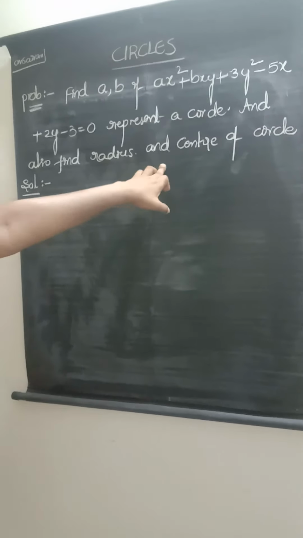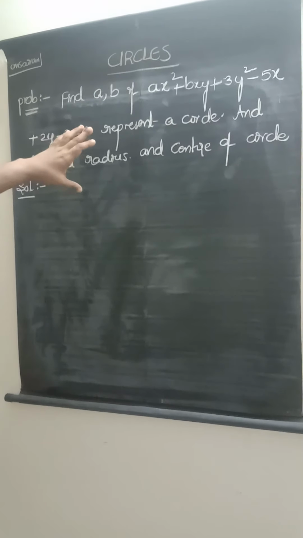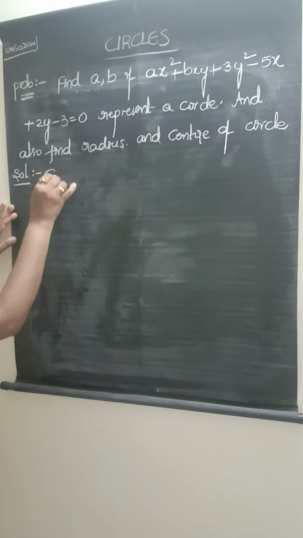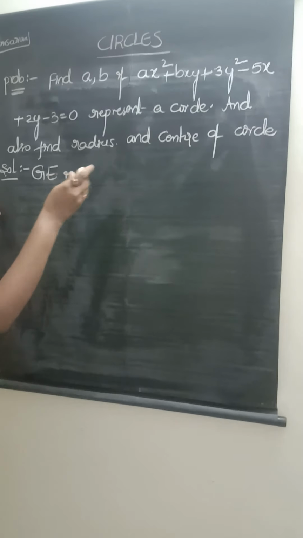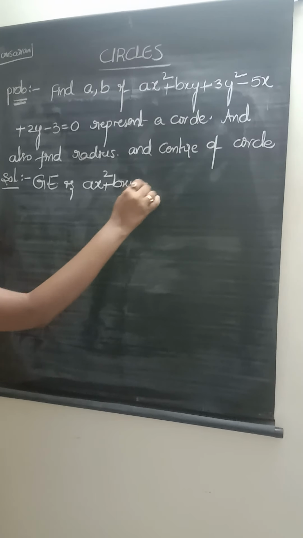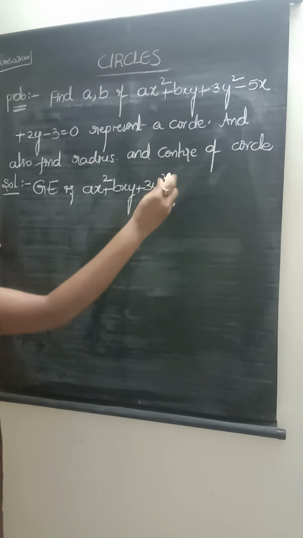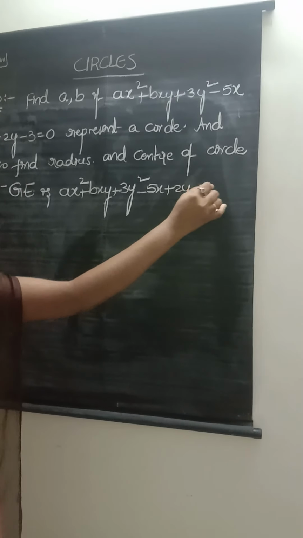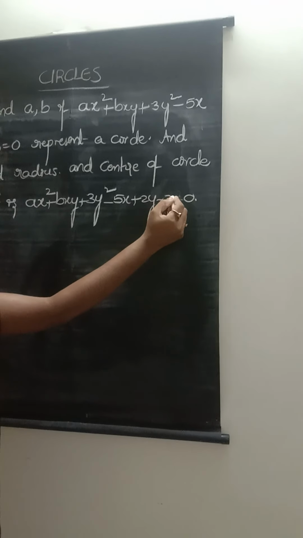Also find the radius and center of the circle. First we have to find the values of a, b. The given equation is ax² + bxy + 3y² - 5x + 2y - 3 = 0.